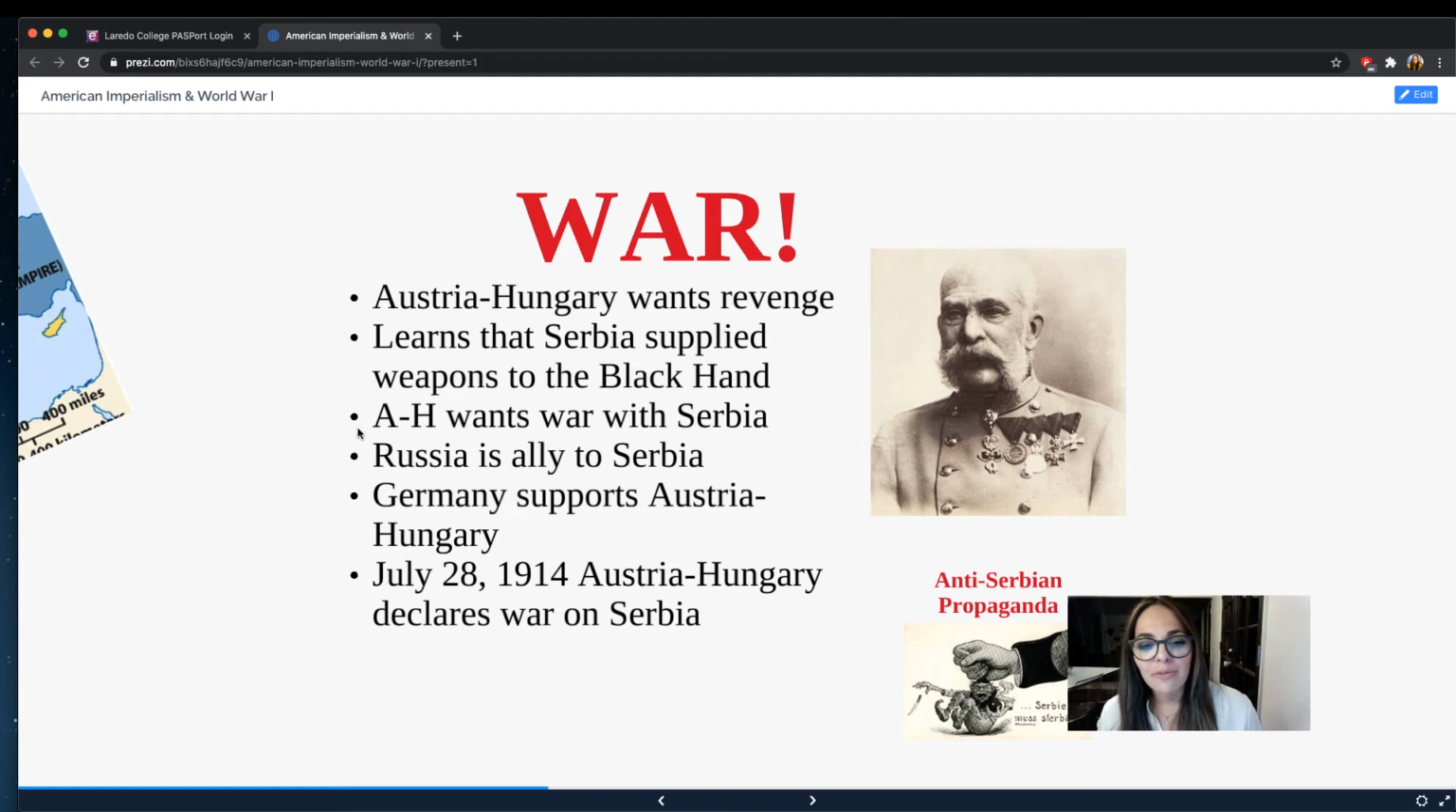Because when Russia jumps in, Austria's BFF jumps in. And who's that? Germany. And Germany essentially tells Austria, yeah, I got your back, whatever you need. Historians call this the blank check, that Germany gave Austria a blank check saying, yeah, we'll back you up 100%. And in a way, that emboldened Austria-Hungary to continue on this war path.